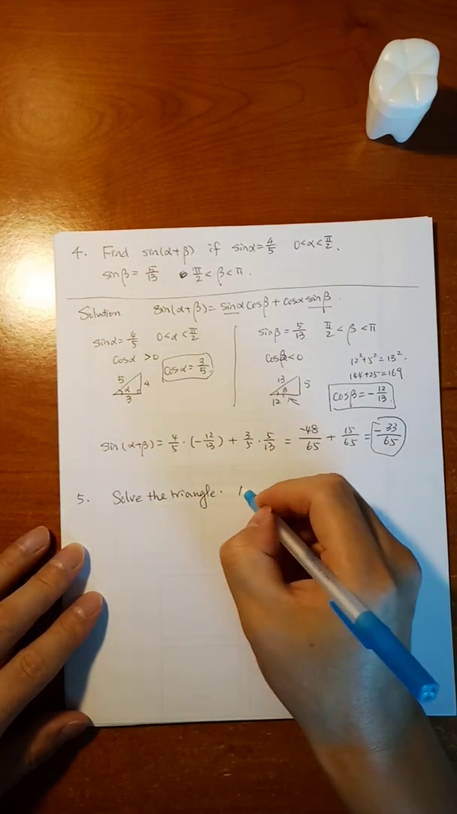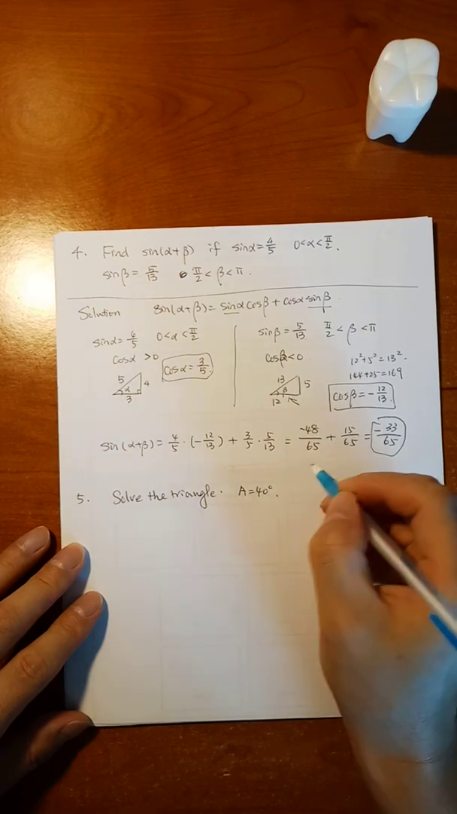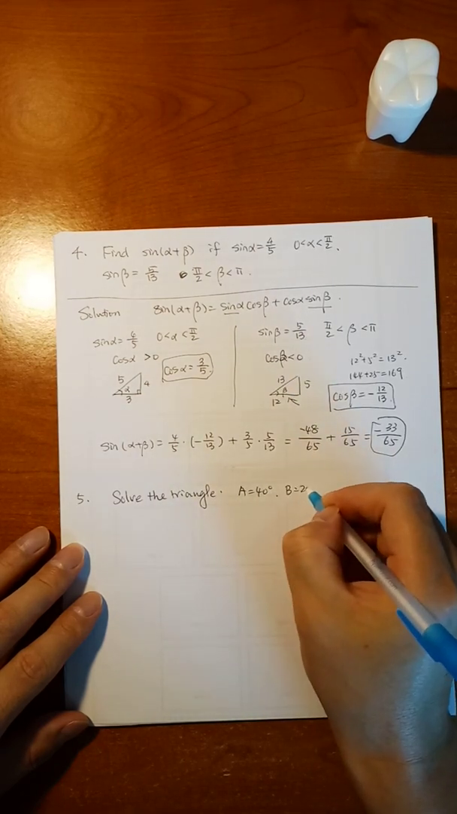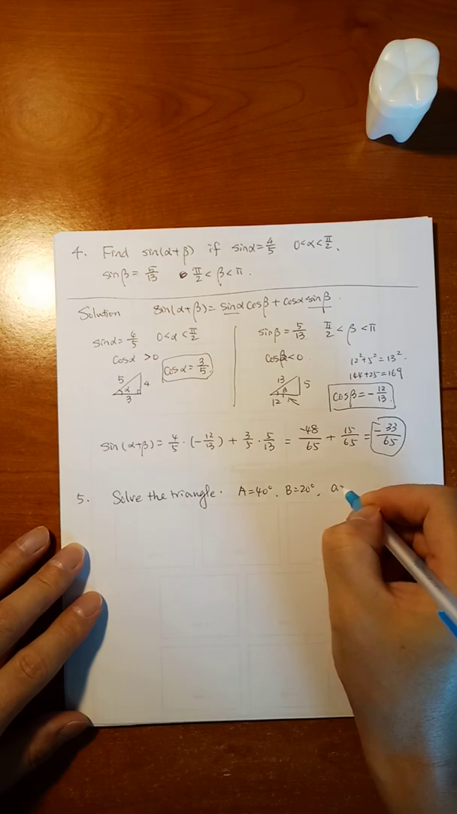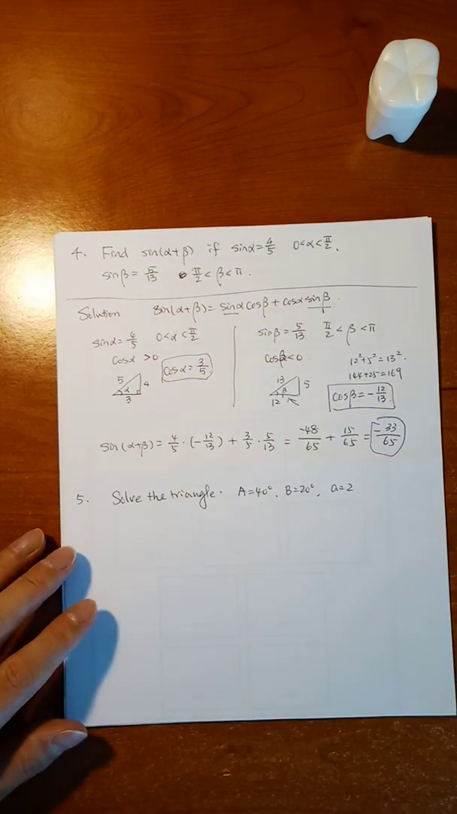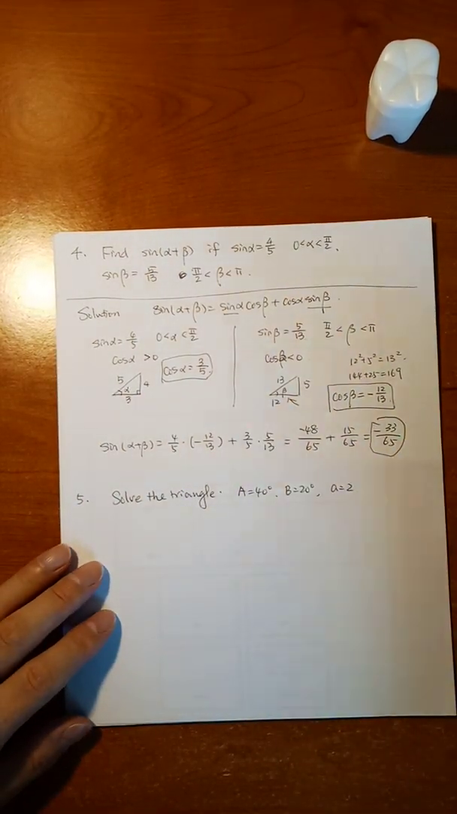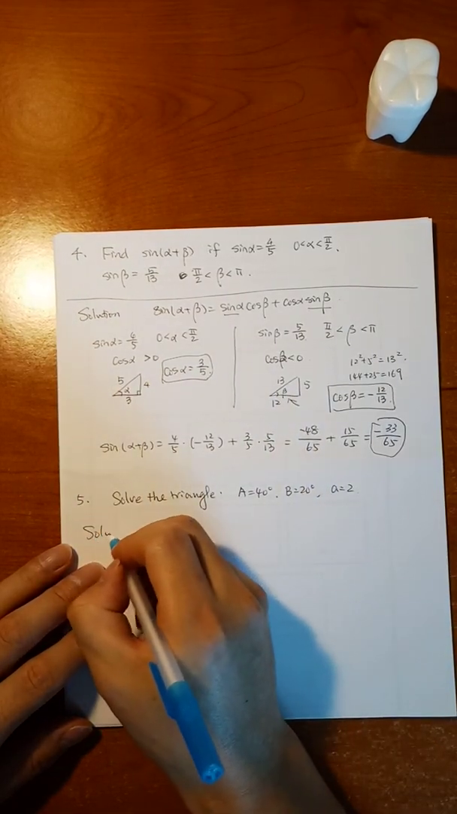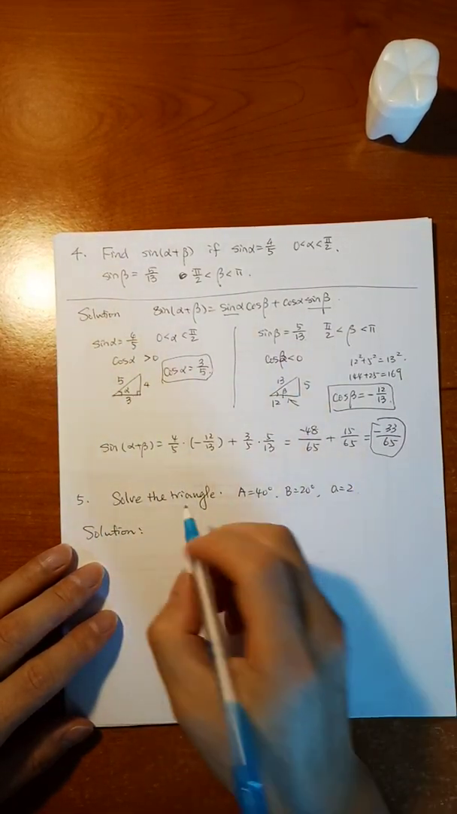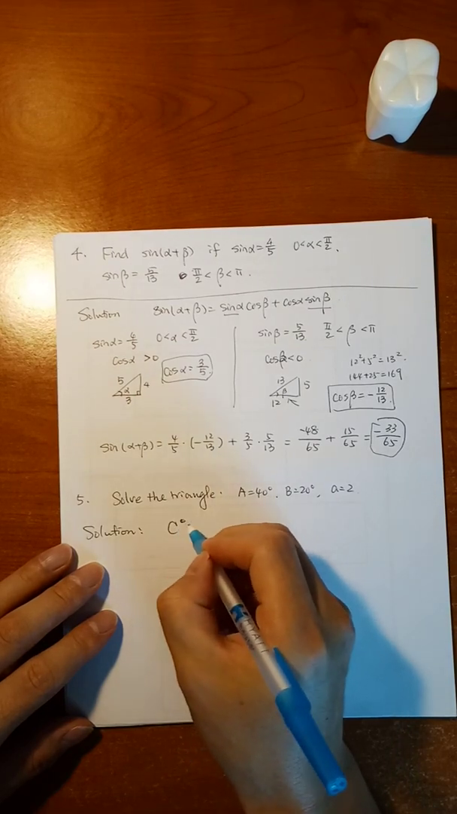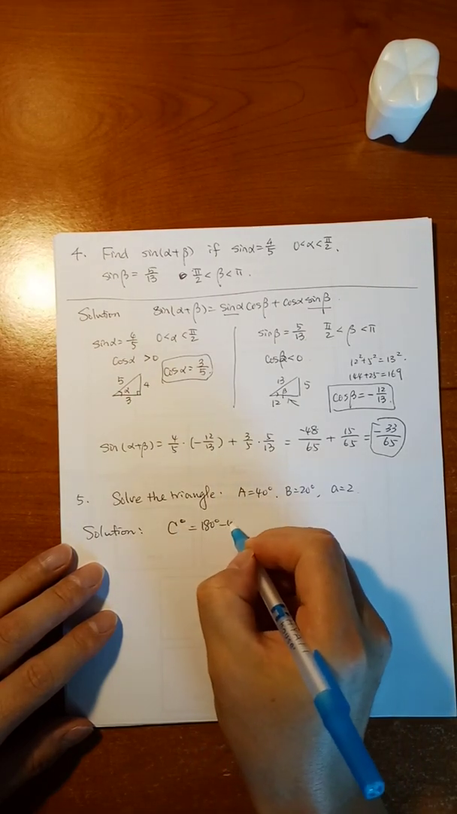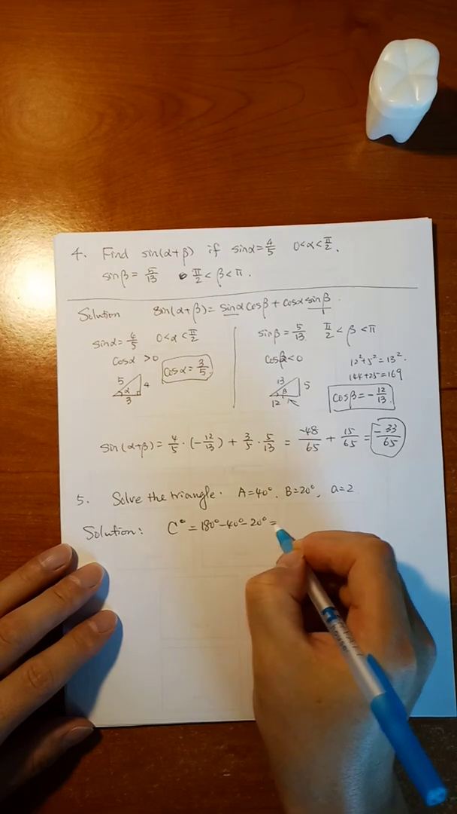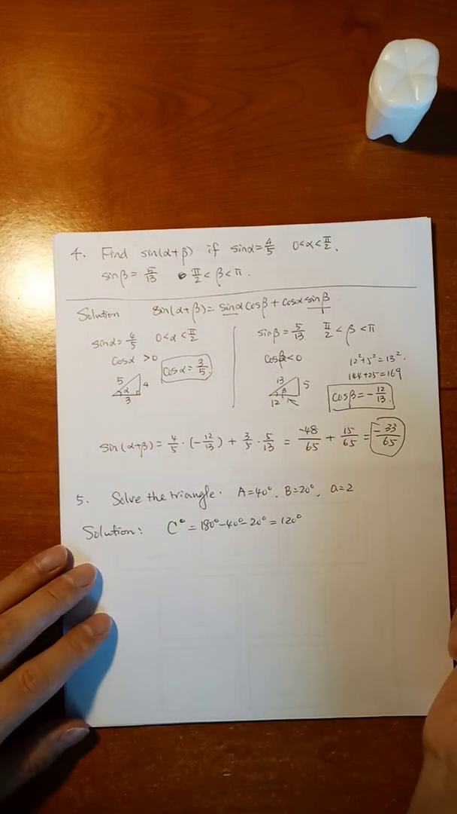Solve the triangle. Angle A is 40 degrees, angle B is 20 degrees, and side a is equal to 2. Then from angle A and angle B, we can see that angle C is 180 minus 40 minus 20, which is 120 degrees.